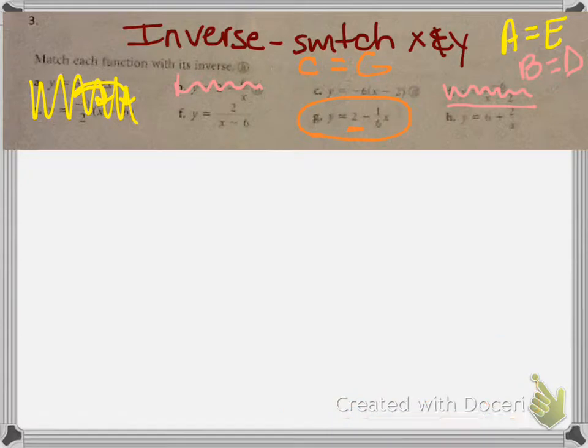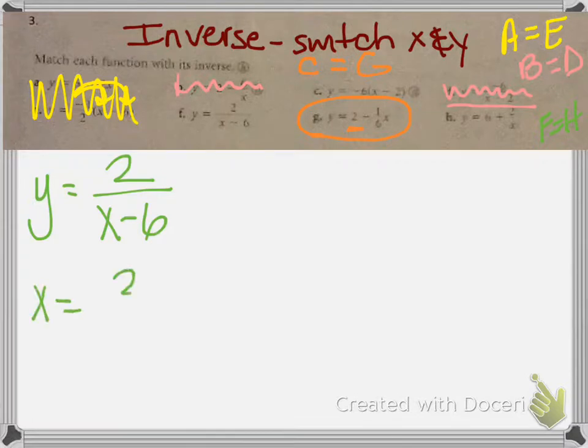And that leaves us, of course, with F and H being the only pair that have to go together. But of course, being the teacher that I am, I'm not going to just let you say, well, F equals H because it has to. That's just the last two. So let's prove it. So let's look at F. y equals 2 over x minus 6. Let's switch them up. x equals 2 over y minus 6.